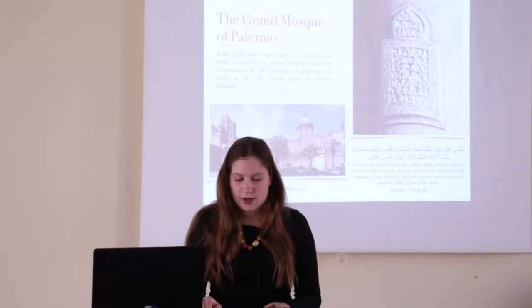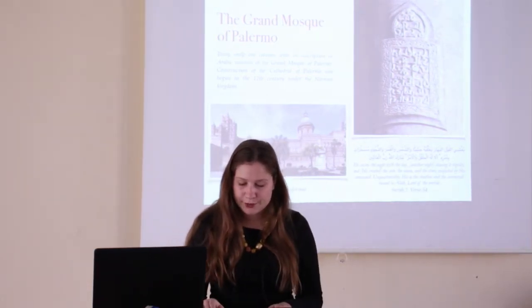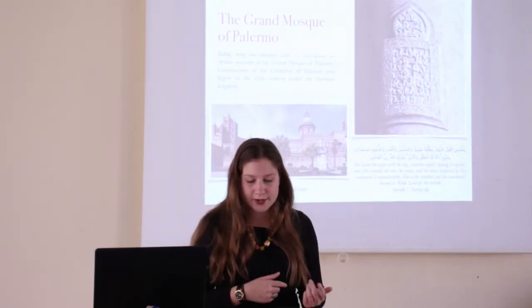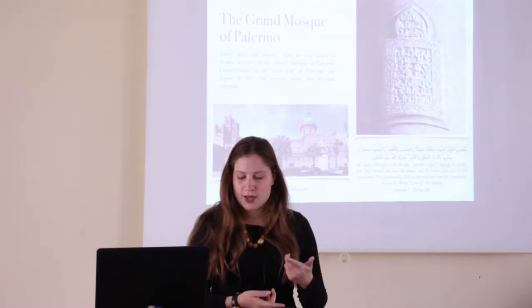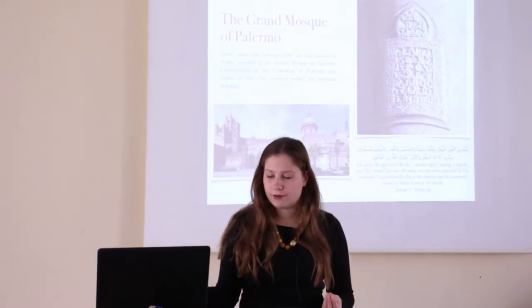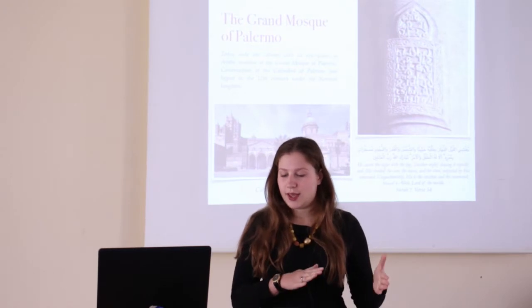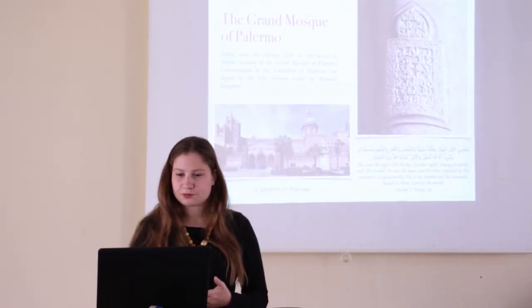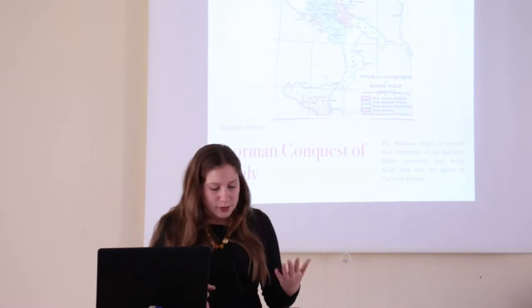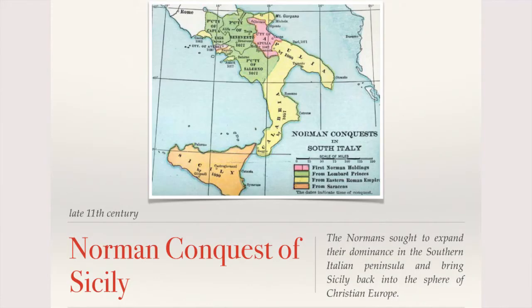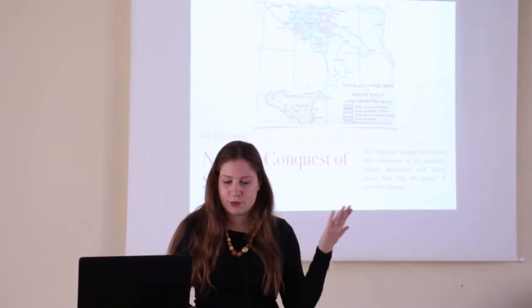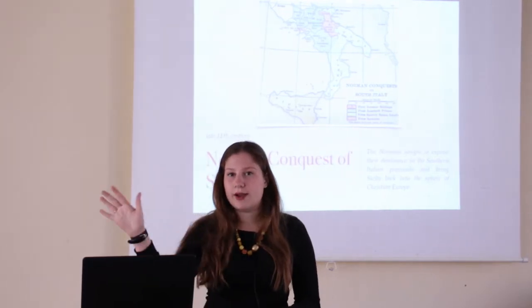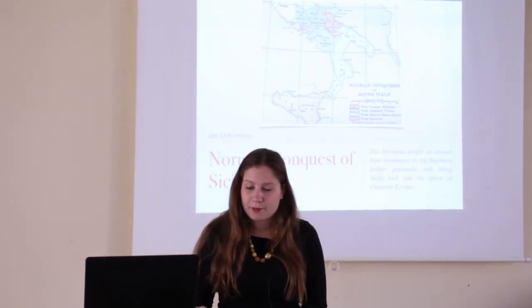So the architecture that I'll show you during this presentation does not come directly from the period of Islamic rule. In fact, it comes right after, during the Norman period, and represents a continuation of Islamic engineering advancements and artistic style. So, the Normans eventually conquered the island, and the Norman kingdom actually came from northern France. At the time, they were already in parts of southern Italy.